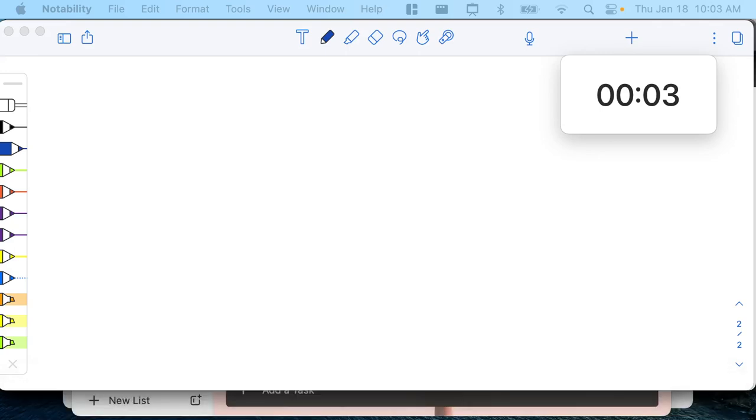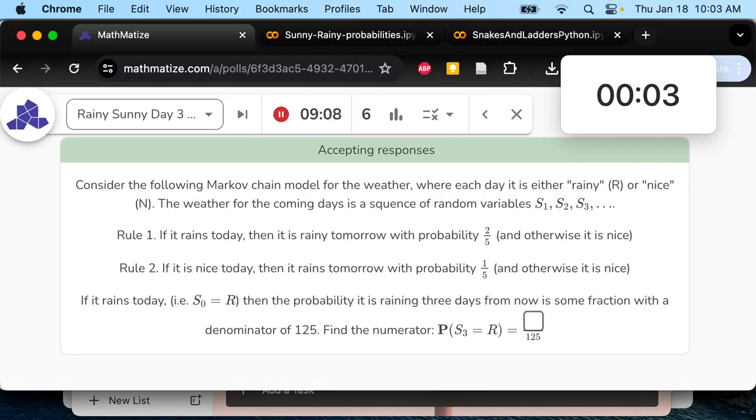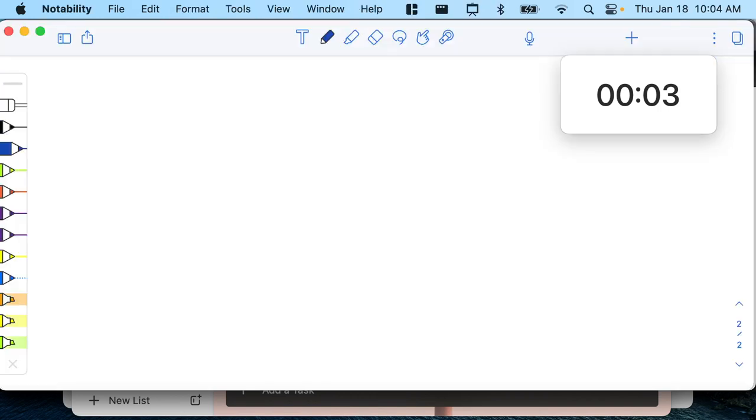So we're working on this problem, rainy and nice, and we want to know what is the probability it's raining 3 days from now, and we know that there's this matrix that helps you with that. So there's this transition probability matrix. The transition matrix tells you how things evolve. And it's going to be a 2x2 matrix because we have two states.